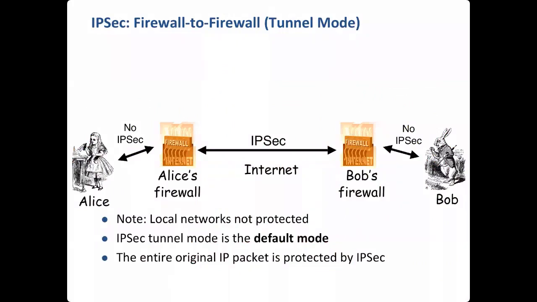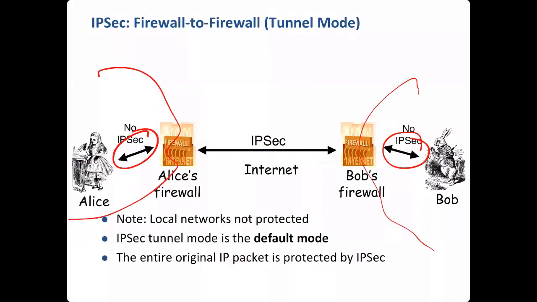Alice is sending to Bob. There is no security here, no security for Bob, because both are inside the local area network and Alice's machine cannot do IPSec. So it is left to the two firewalls to provide security. And this is the default mode.